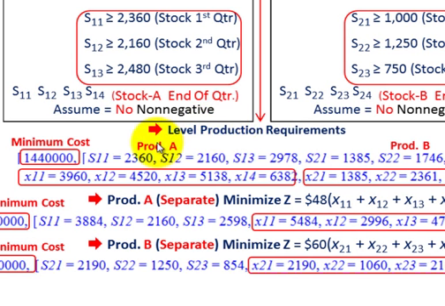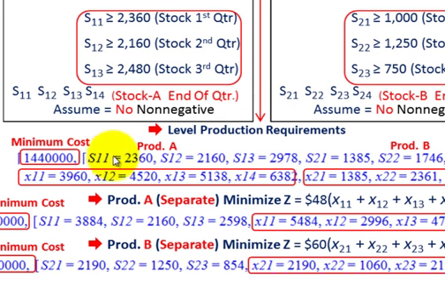Okay, so if we look at the case where we looked at product A and product B included together as a total unit, we had that minimum cost. In this case, it was $1,440,000 or something like that.